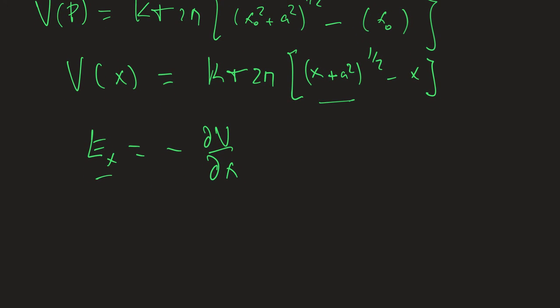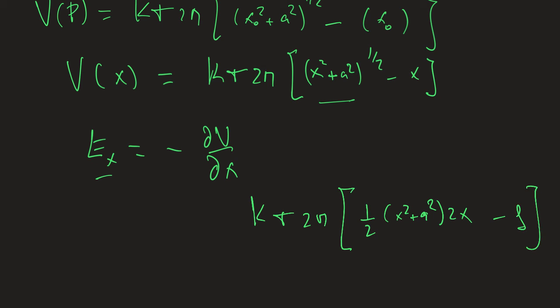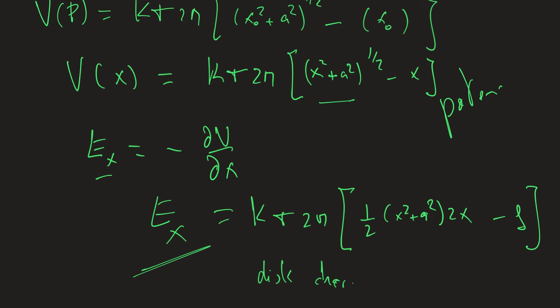Let's do it, maybe to remember. k sigma 2 pi, the derivative of this will be 1/2 times x squared plus a squared to the power minus 1/2 times 2x, minus 1. Yes? So, if I didn't make any mistake, this is the x component of the electrical field produced by a disk of charge. And this is the potential produced by the disk of charge.